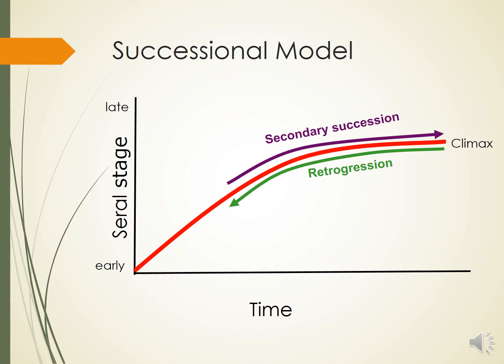Following that disturbance and the retrogression, secondary succession occurs. So barring any other major disturbance, the plant community will again start progressing towards that climax community. And this is what's known as secondary succession.